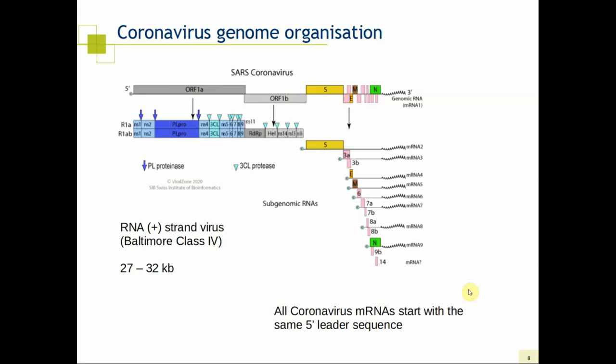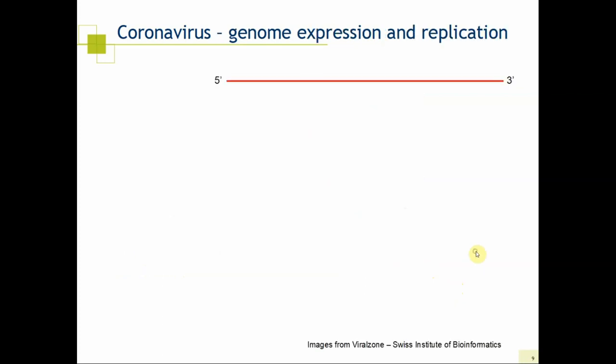Okay, so one thing that you can notice also is in infected cells, you find full-length genomes, and you'll also find viral messenger RNAs that code for one of these proteins at the 3' end of the virus genome. However, all of these messenger RNAs share the same 5' leader sequence with the virus genome. And we'll see why that's important a little bit later on. So how does this happen?